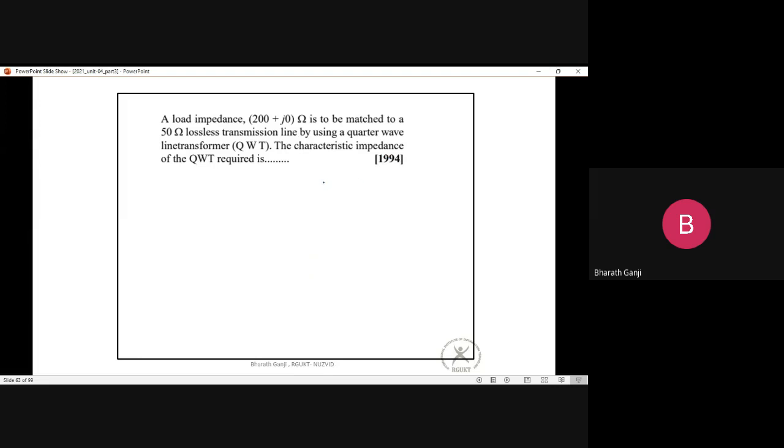Okay. Even an older question. So a load impedance is given and is matched to a 50 ohm line by a quarter wave transformer. Then what is the characteristic impedance? Of course, you can see the same kind of question seems to have come in 2015. Okay, but the same type of question was also given in 1994.